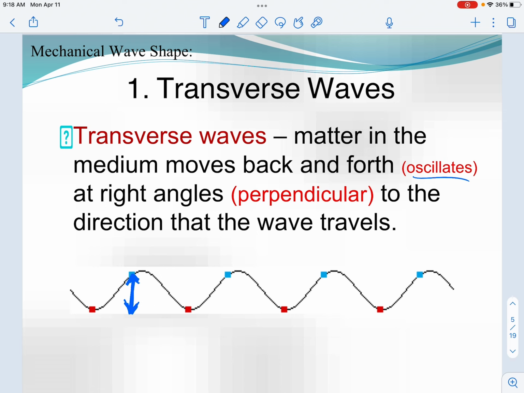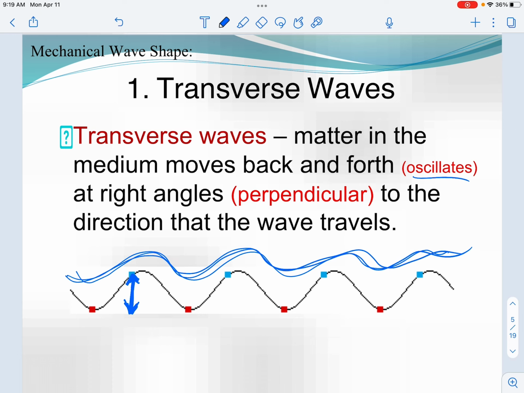Now, it says here at right angles to the direction of the wave. If this were an animation instead of a photo, instead of a picture, what we would see is that as these little red and blue squares oscillate up and down, we would get this wave pattern that kind of moves across the screen left to right. This is what we would be seeing with our eyes. And so there we would say that the energy itself is moving across the screen to the right.